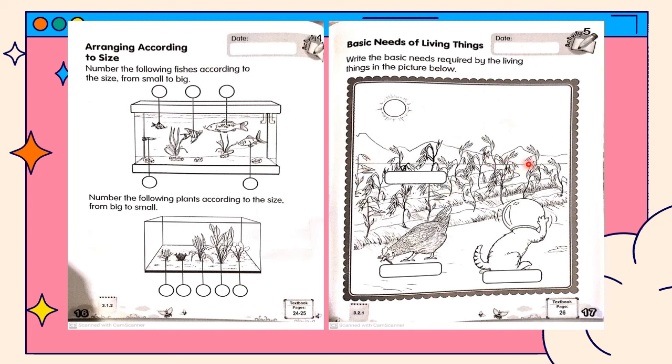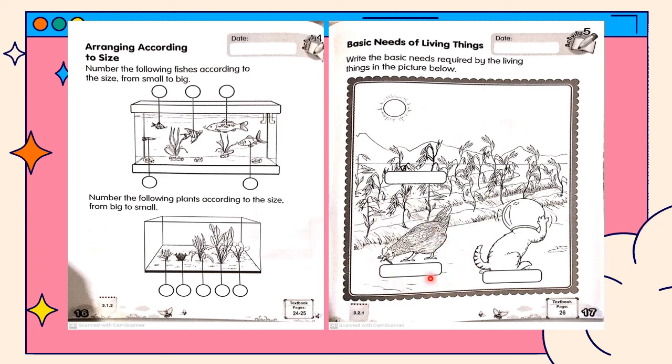Kalau kamu tengok, pokok ini macam kering kan? Jadi kalau kering, pokok ini perlukan apa? Water, air or food? Okay? Now let's take a look at the chicken. What is the chicken doing? Chicken tu tengah buat apa? Dia tengah makan kan? Jadi apa yang dia perlukan?